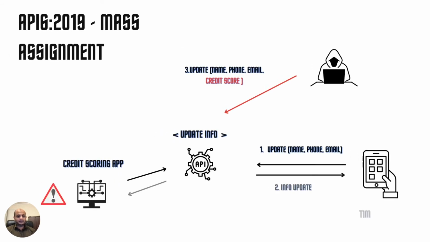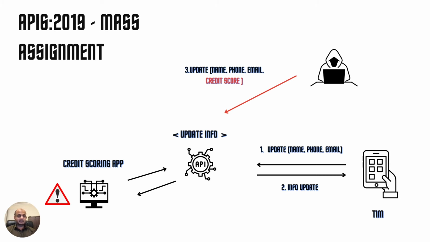So what can happen in this sort of attack? Let's see. This is one guy called Tim. He wants to just update his name, phone, and email, and he sends the record. But what is happening at the back end, like in a credit scoring application, is that it's updating the whole record. It's blindly taking the whole database field and updating it. So what can an attacker do? He can do the same thing.